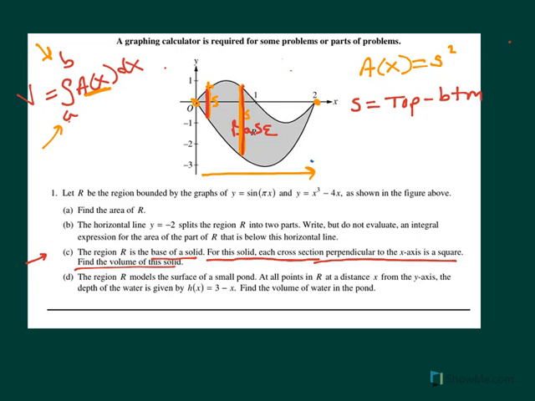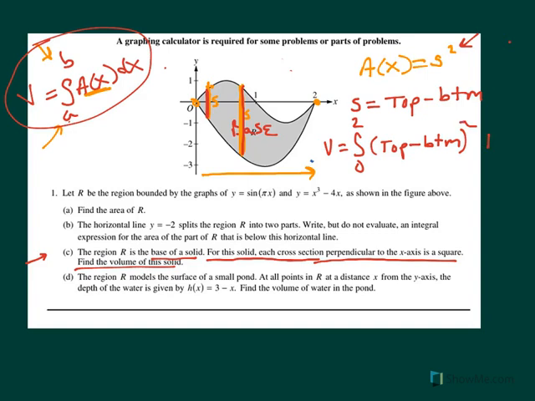So for this setup right here, your volume, you're going to integrate from A to B, so in this case from 0 to 2, of the top curve minus the bottom curve, so that's going to represent your S. But what are we doing to S? We are squaring it, so it's going to be squared, and that's going to be with respect to x, and that would be your setup for that.